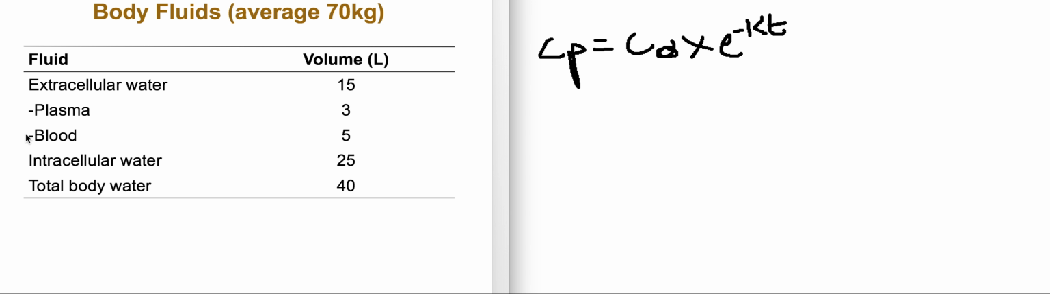So an average person with a body weight of 70 kilograms would usually have about 40 liters of water within themselves, right? Now we know the human body is about 75% water. The intracellular water is 25, blood is 5, plasma is 3, and extracellular water is 15. So these are common values for an average 70 kilogram patient, or a human, you could say. It doesn't have to be a patient.